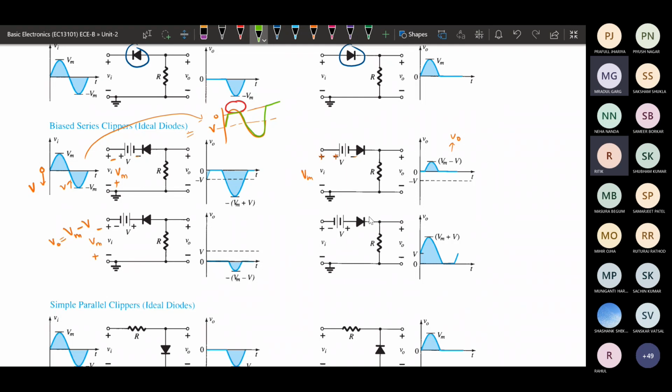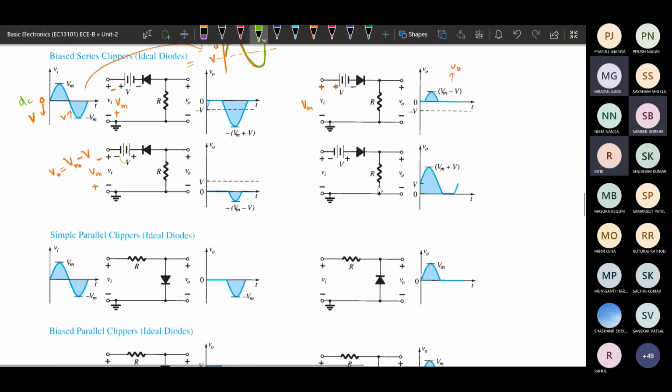So we have just changed the DC value. Initially it is 0 volt DC, so the DC value was 0. Now in this case the DC value we have changed to minus V. We have shifted it downward and then clipped off. Here it is shifted upward by plus V. In this case we are shifting the waveform upward and then clipping off. So this was the case of the series clipper.